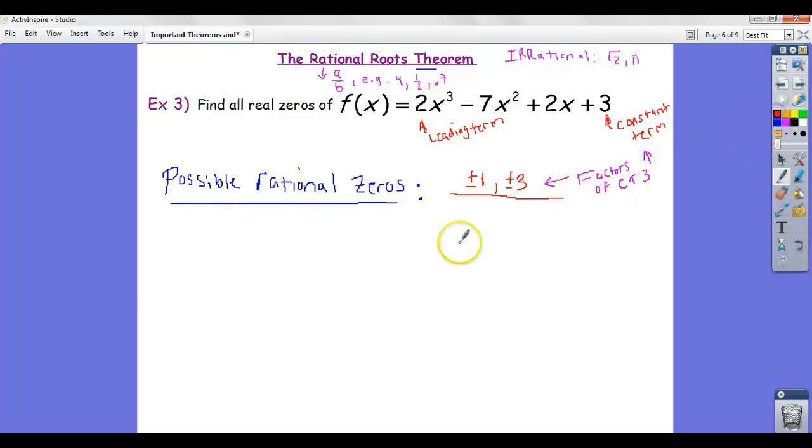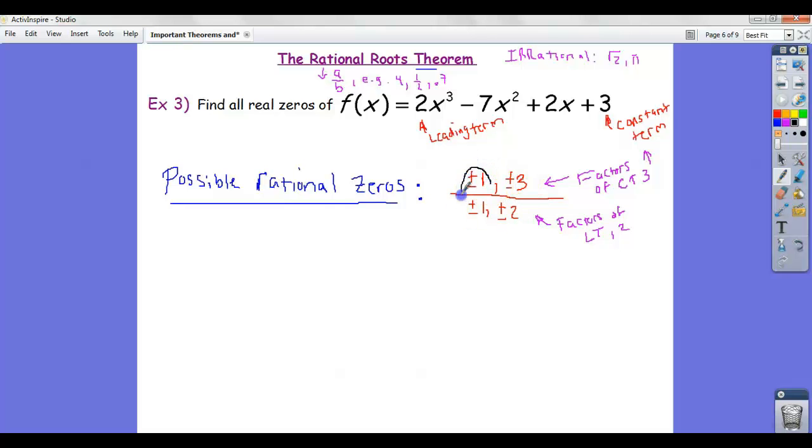And then we've got to divide that by the factors of the leading term. So the factors of 2 are plus or minus 1, 1 and negative 1, and then plus or minus 2. And again, these are the factors of the leading term, 2. What this generates is, this is shorthand notation for a bunch of numbers. We've got to take all combinations of numerators divided by denominators.